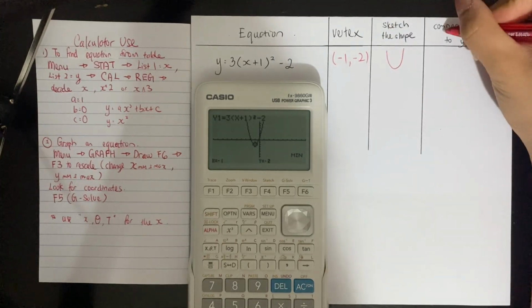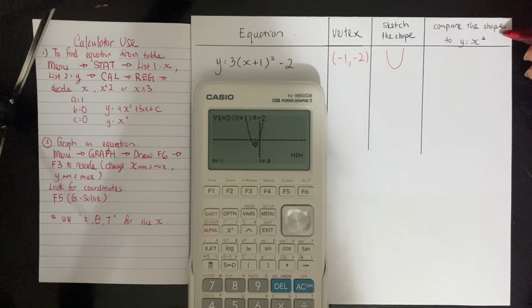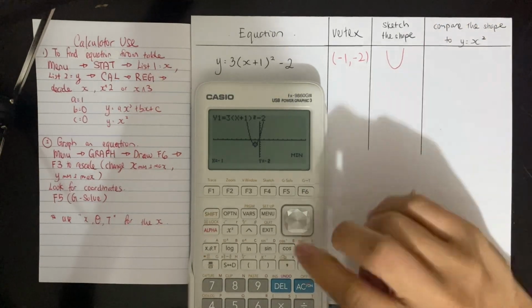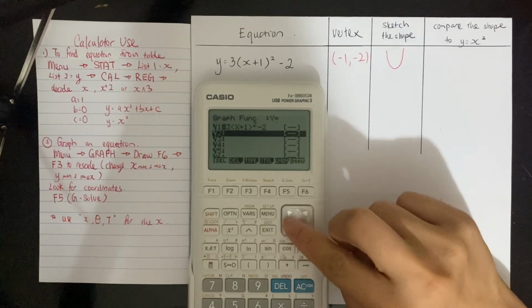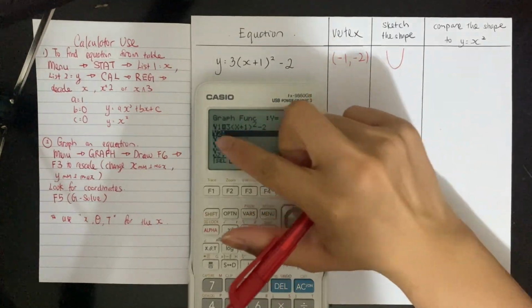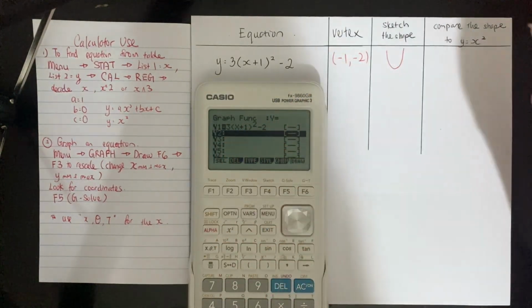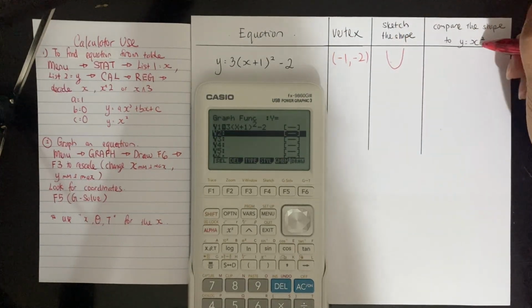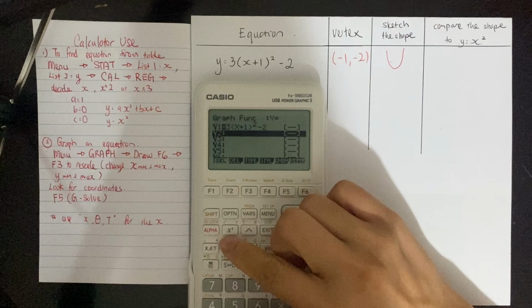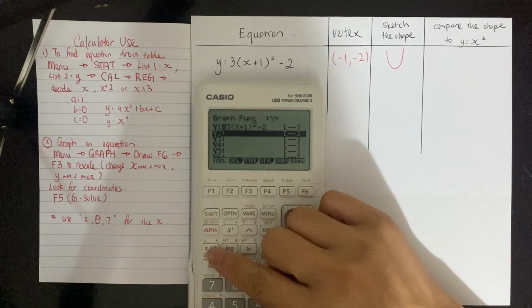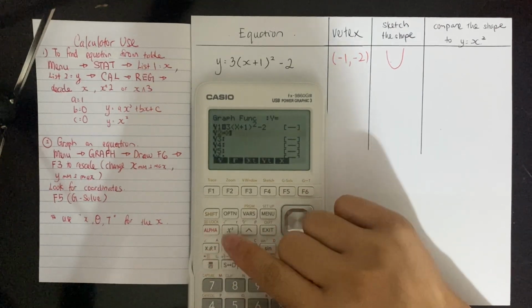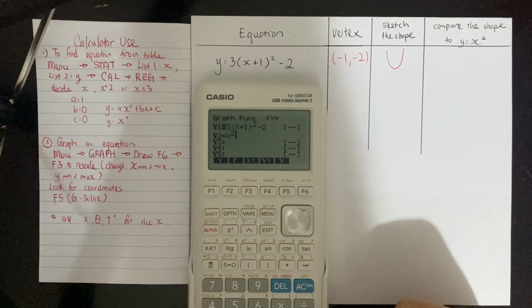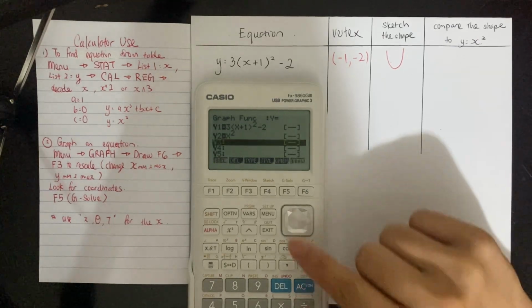The third thing we're going to do is compare the shape to y equals x squared. How do we compare it? If we go to exit here, that is my first graph. I can put a second graph, y equals x squared, to compare how this shape has changed. All right, let's go. I want x squared, so my x comes from here, and a square. Go enter.